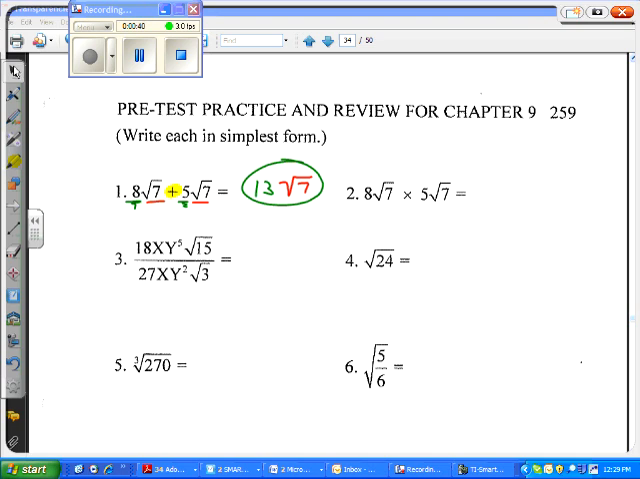Number 2, we begin by saying what is the operation? The operation is multiplication. What is the rule for that? Well, the names do not have to be the same. It's okay if they are, but they do not have to be the same. To multiply, we have a little two-step process. We multiply the numbers. 8 times 5 is 40.